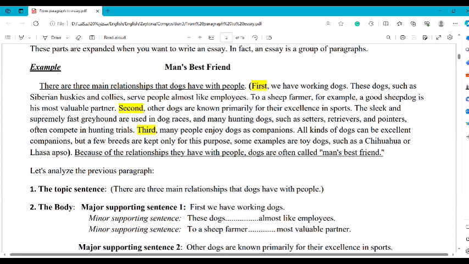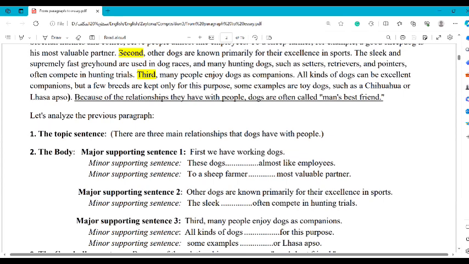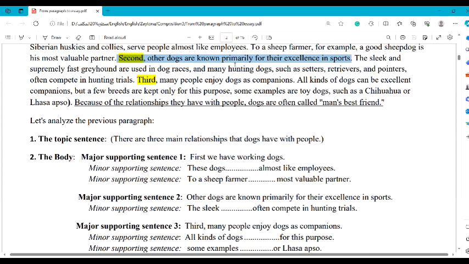For example, when I mentioned here an example of working dogs, I mentioned a sheepdog, okay? So here also I'm supporting the major supporting sentence. You see, here it is minor supporting sentence. So I need, when I write a major, not just to write major, then go to the second major. No, I need to add major, then support this major sentence by minor supporting sentences. The same idea in the second. We have in the second the major or the main idea, which is we are talking about the dogs that are excellent in sports.